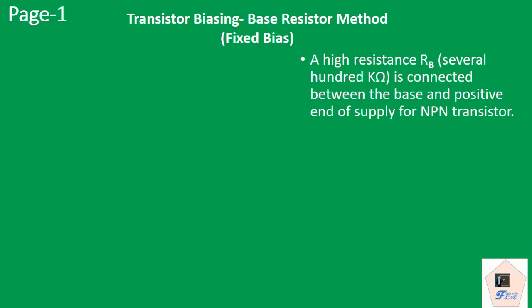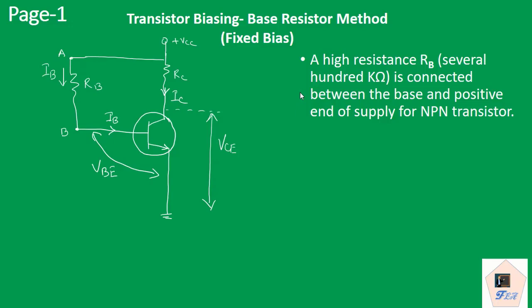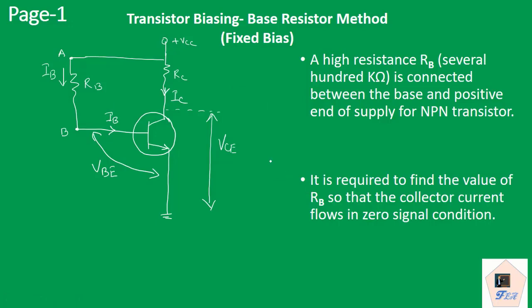The name itself suggests that there is a resistor connected to the base. Generally a high value resistor, denoted as RB, of several hundred kilo ohms, is connected between the base and the positive end of the supply for an NPN transistor, and for a PNP transistor it will be the other way. This is the circuit diagram for fixed bias, and we can see that there is a resistor RB connected to the base and the positive terminal of the supply voltage. We need to find the value of RB.